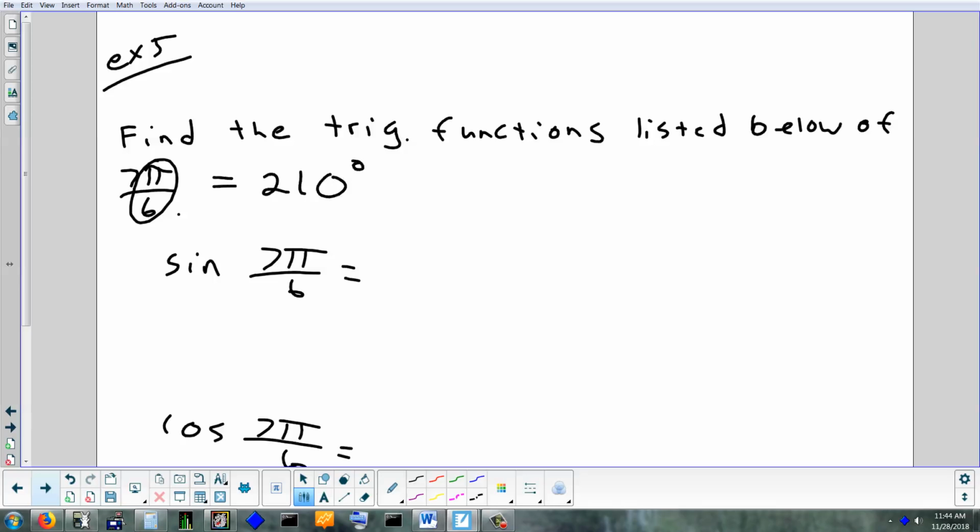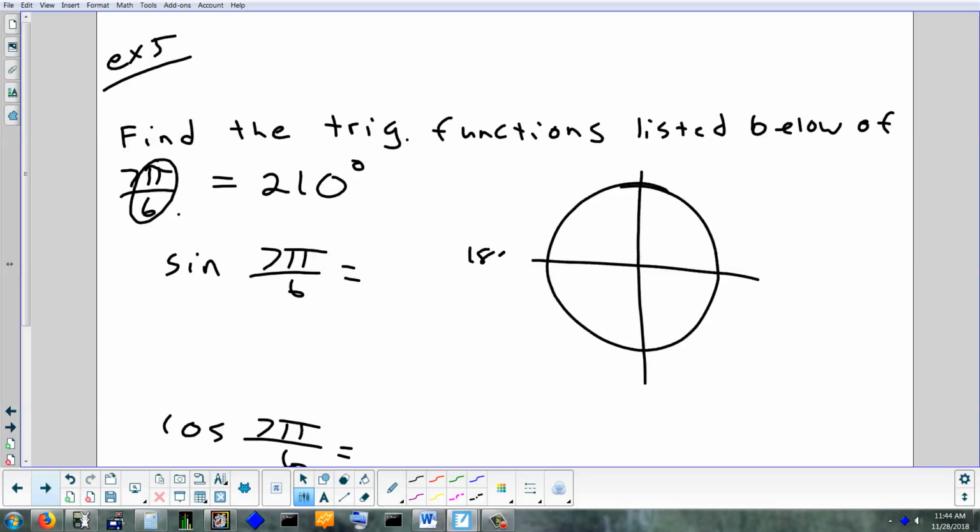Is 210 a multiple of 30? Yes, it's 30 times 7. We just did that. So 210 degrees. If you try to sketch it accurately, it's a little bit past 180, down here.